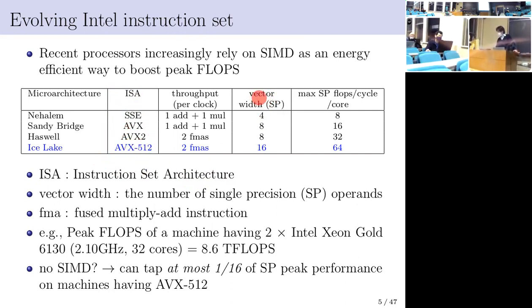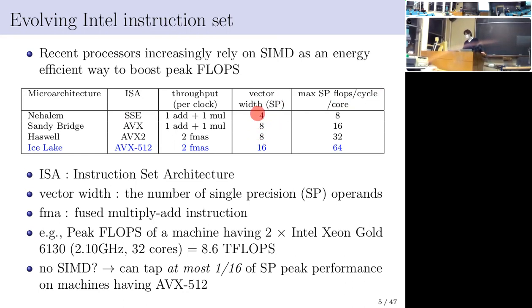And here you have the vector width of SP, which stands for single precision floating point numbers. It used to be that a single SIMD register could hold only 4 single precision floating point numbers. But nowadays, it is able to hold 16. By the way, a single precision floating point number is 4 bytes, which is 32 bits. If you multiply 32 by 16, you get 512. This is the number of bits.